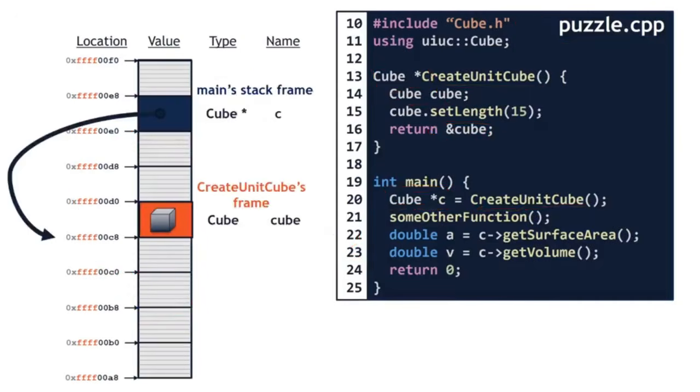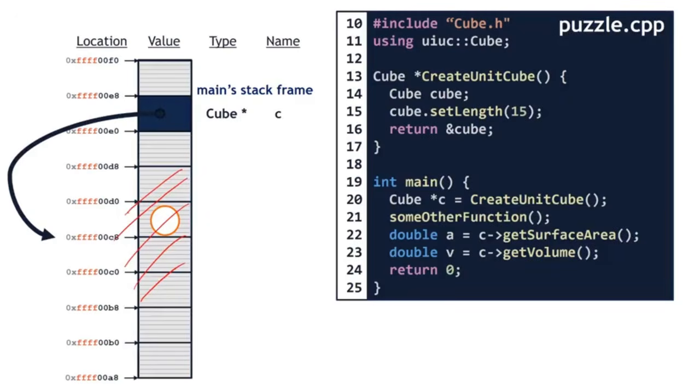At this point, we have the exact same drawing we drew earlier. We have the main stack frame, we have the create unit cube stack frame, and we see that the cube is here in create unit cube, and we have a pointer that points to that cube. One thing you'll remember is we said that the stack frame exists only so long as the function is running. So here on line 16, we return the memory address of cube. But because we've returned from that function, we see that this memory is no longer allocated to us. It's not our memory anymore.